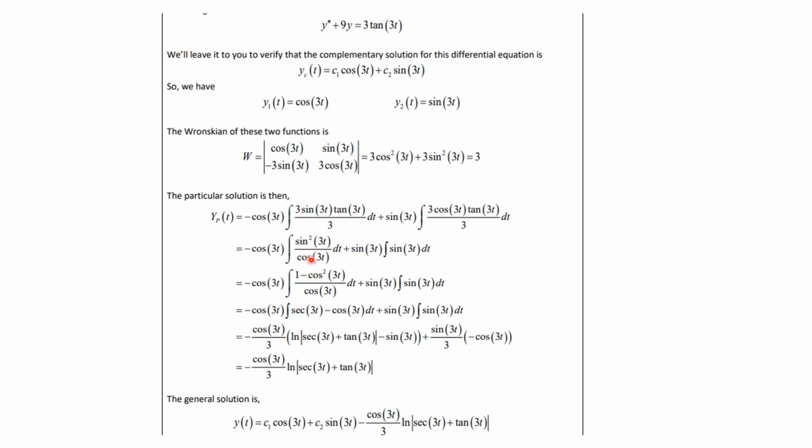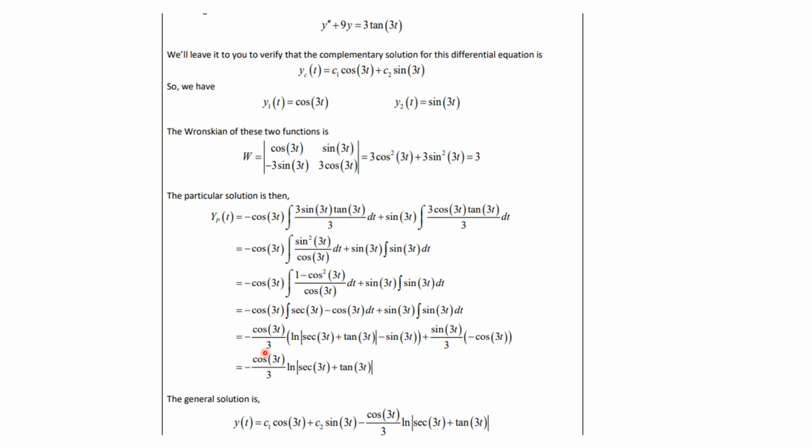This one you need to manipulate just a little bit. What we're going to do with this one is we're going to change sine squared to 1 minus cosine squared. Then we'll divide that into each term, and so we'll be integrating the secant. And then this is going to be minus the cosine of 3t. And the integral of the secant is the natural logarithm of this.